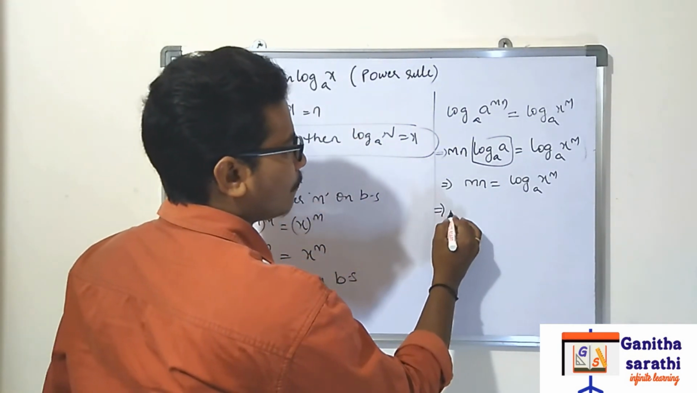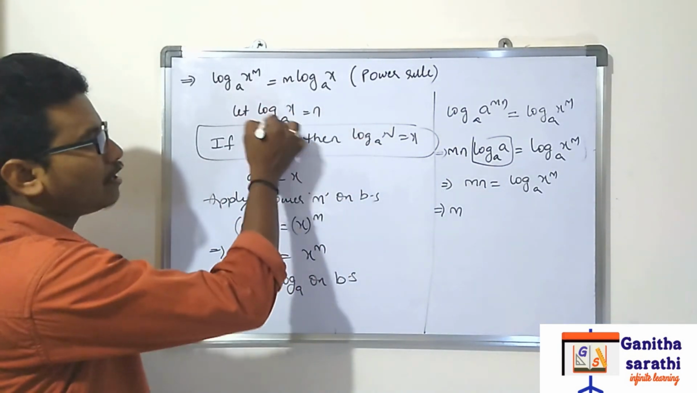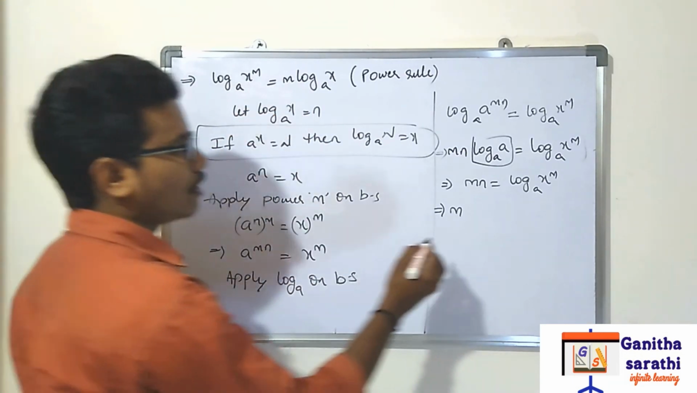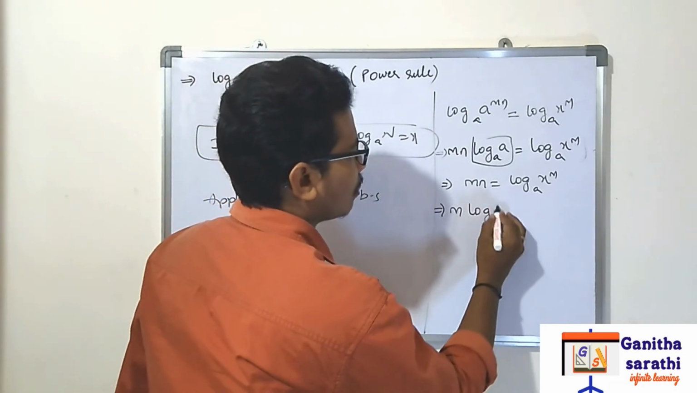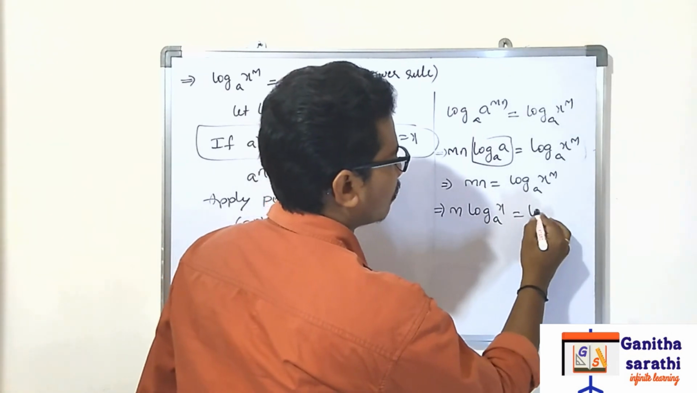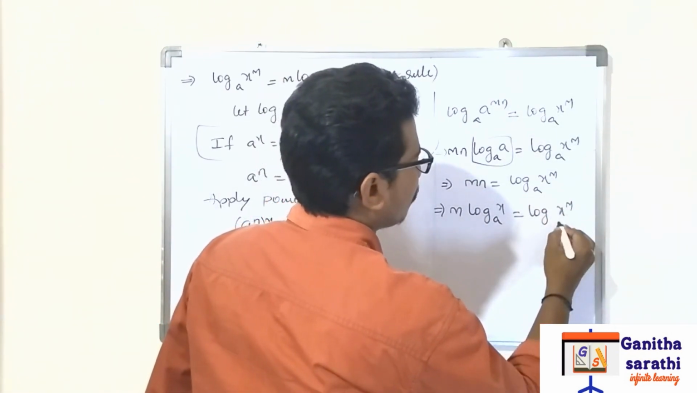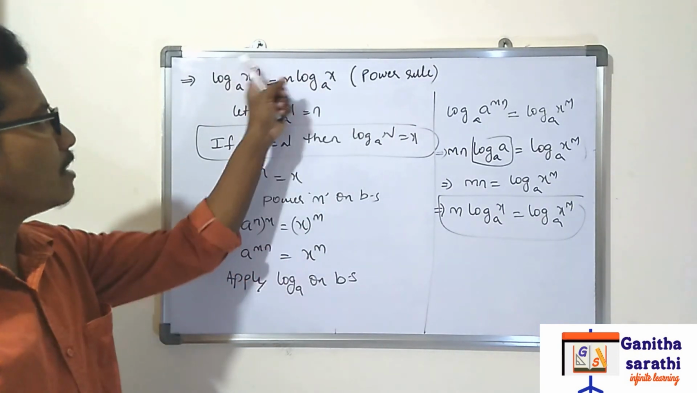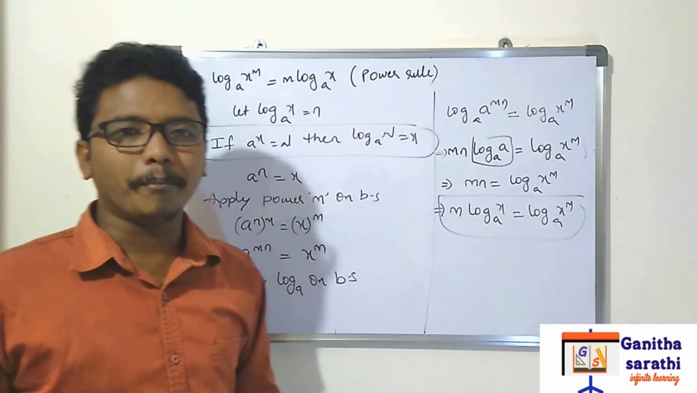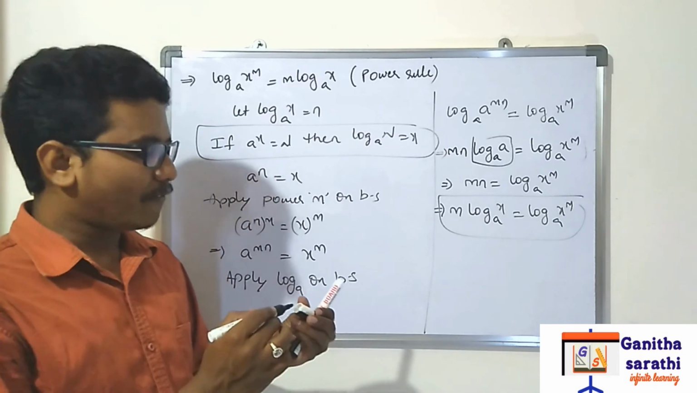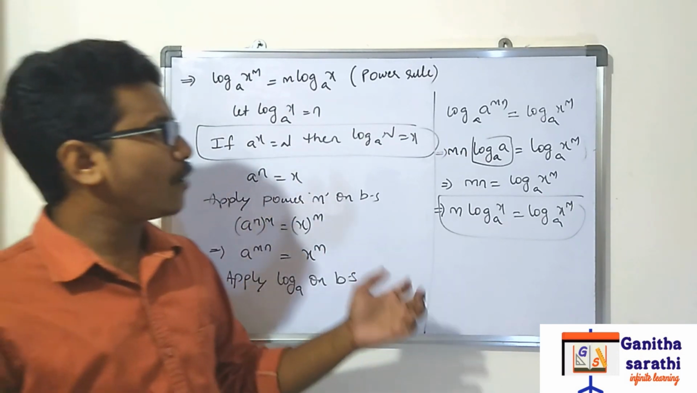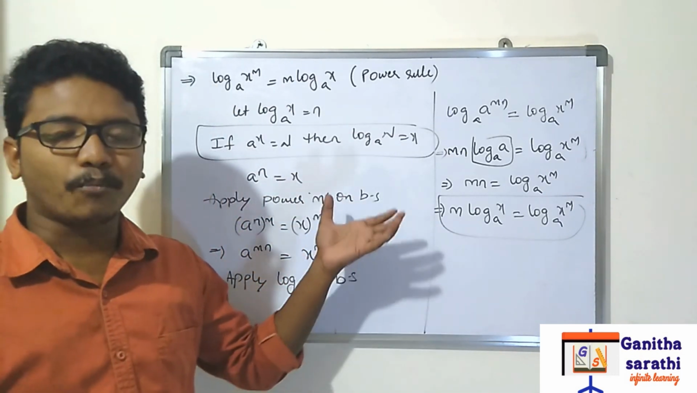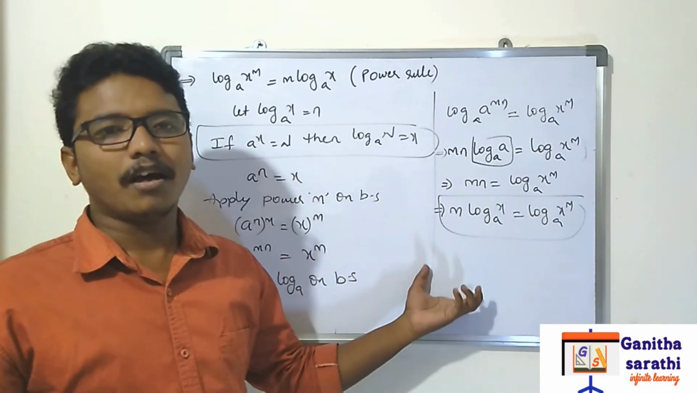mn means m will be m. What is the n value here? The n value is log x to the base a. m into log x to the base a is equal to log x power m base a. Okay, that is our formula. So this is the power rule proof. So what have we proved? The quotient rule, product rule, and also the power rule of logarithms.